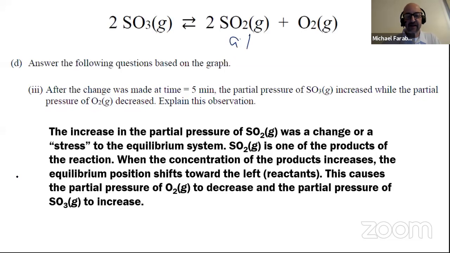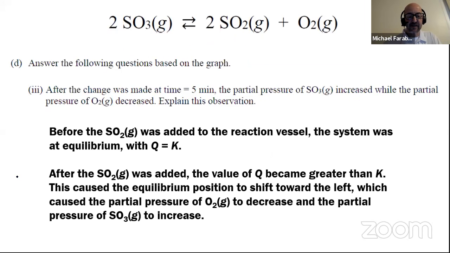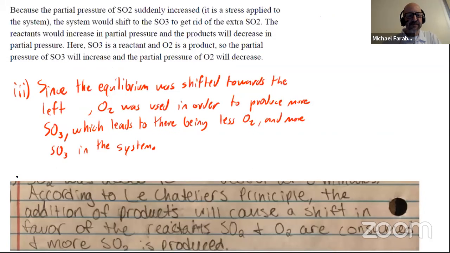Okay, so we added more SO2 and there was a shift toward the left, toward the reactants. You also could have talked about Q versus K. Before the SO2 was added, Q equals K because we're already at equilibrium. And then after the SO2 was added, Q became greater than K, and this caused the equilibrium position to shift toward the left.